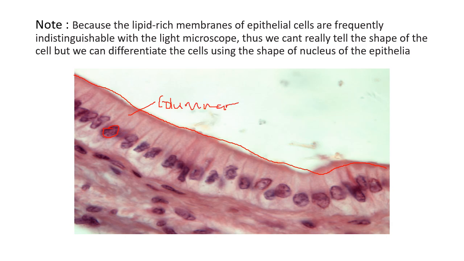Then when you see a rounded nucleus, you're able to tell that the epithelial cell will be what? It will be cuboidal. Then if you see flat nuclei, maybe something like this, you're able to tell that the cell is what? It should be squamous, right? Something like that. All right, let's proceed.